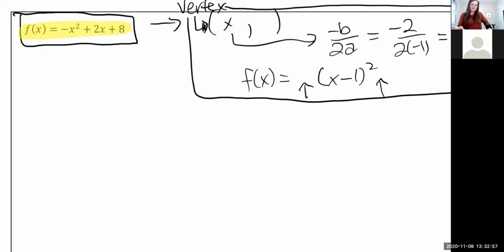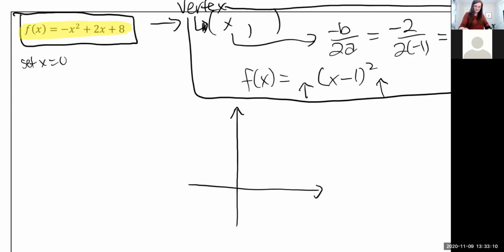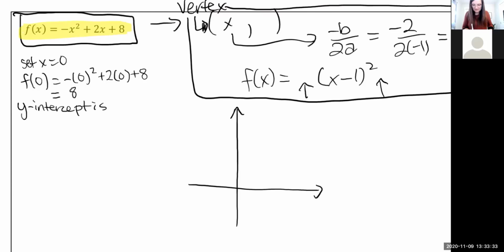If we set x to 0, what are we finding there on the graph when we set x to 0? Meaning we're finding f of 0. So what are we actually finding then? Easy to find. So we know that the y-intercept is (0, 8). So we know (0, 8) is one point for sure. Nice. Okay, what else do we know?